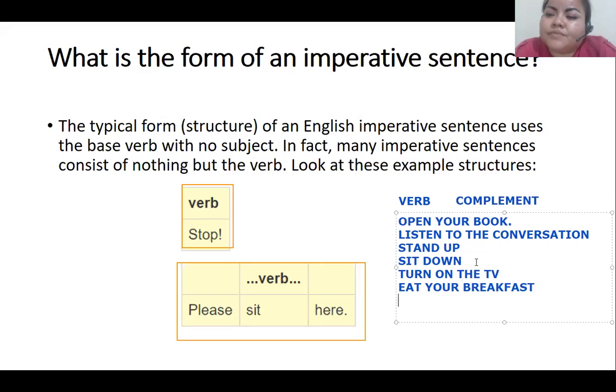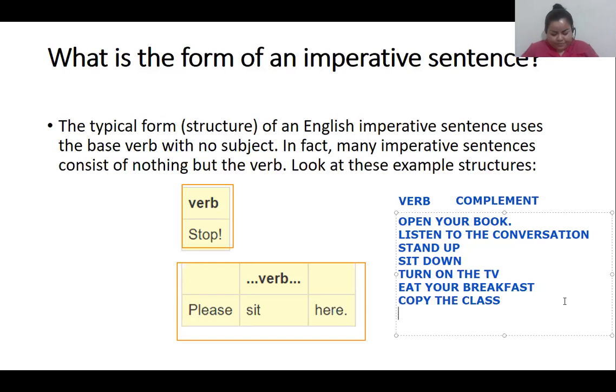What could be another command? Tell me. Not only Azalea, everyone. Not only Azalea and Carmen, solo Azalea y Carmen está participando. What about the others? What could be another example for a command? I want to give a command, Gabriela. Tell me a command. Yes? Copy the class. Very good.